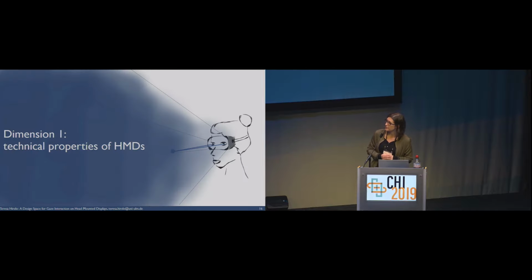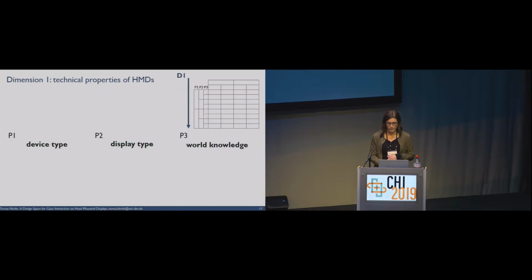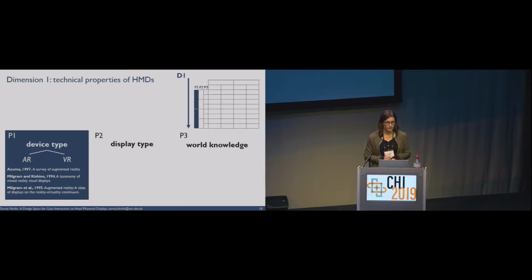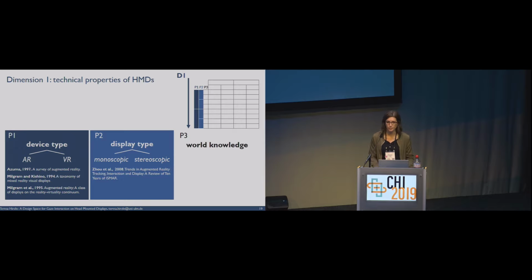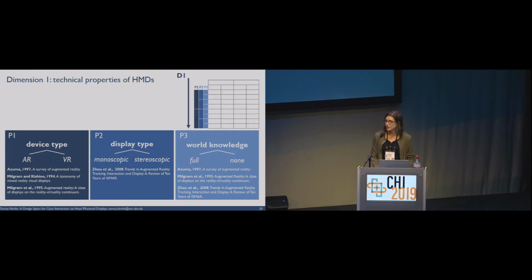Starting with the first dimension, which is technical properties of HMDs. This is basically what kind of parameters we can find in literature to describe HMDs. We found three main parameters, which are display type, device type, and world knowledge, which we found by a literature review of classifications and taxonomies of HMDs. So we have device type, which is split into AR and VR. Then we have display type, which is split into monoscopic and stereoscopic displays. And we have world knowledge, which is split into full and non-world knowledge.